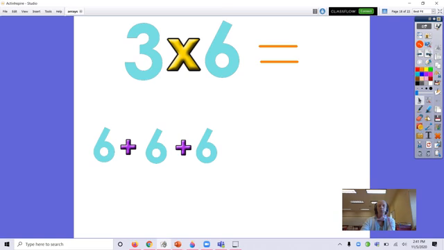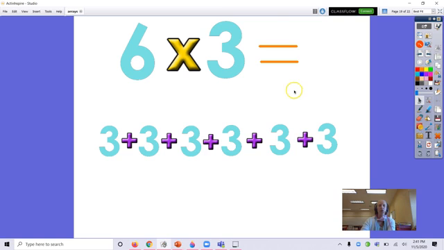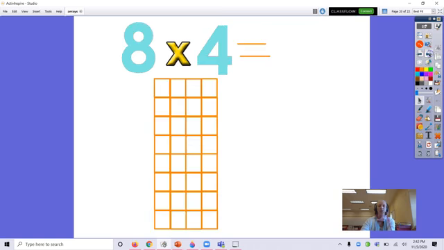If I were to use repeated addition, I would add the factor of 6 3 times. 6 plus 6 is 12, plus 6 more is 18. If I were to flip my factors around and do 3 times 6, I would add the factor of 3 6 times. 3 plus 3 is 6, plus 3 more is 9, plus 3 more is 12, plus 3 more is 15, plus 3 more is 18. Regardless of whether you use repeated addition or arrays, my product for 6 times 3 and 3 times 6 is 18.